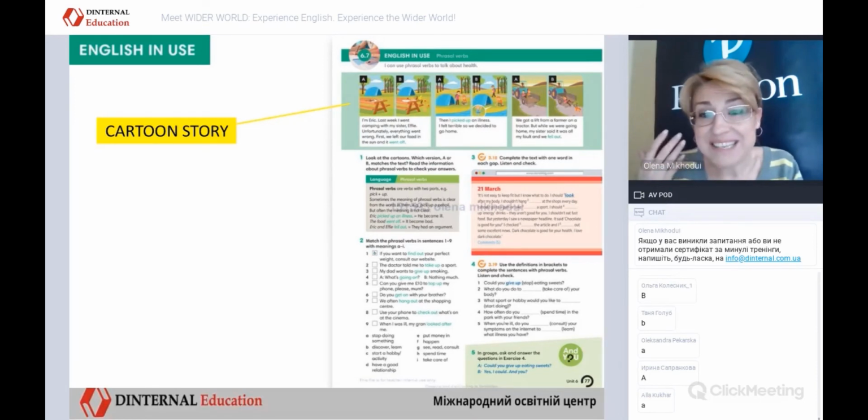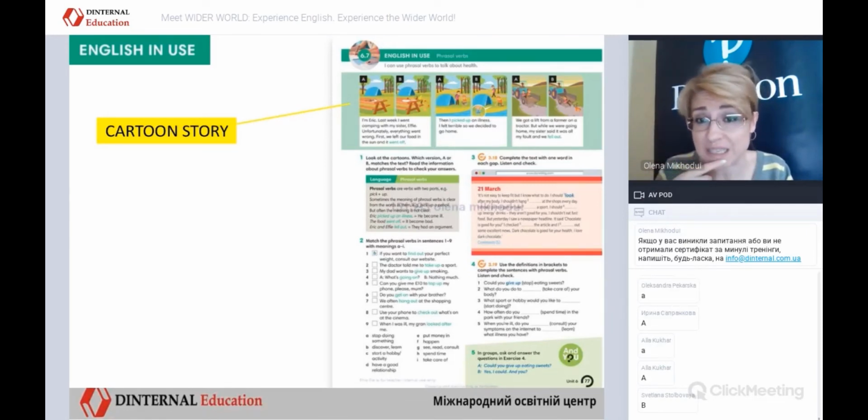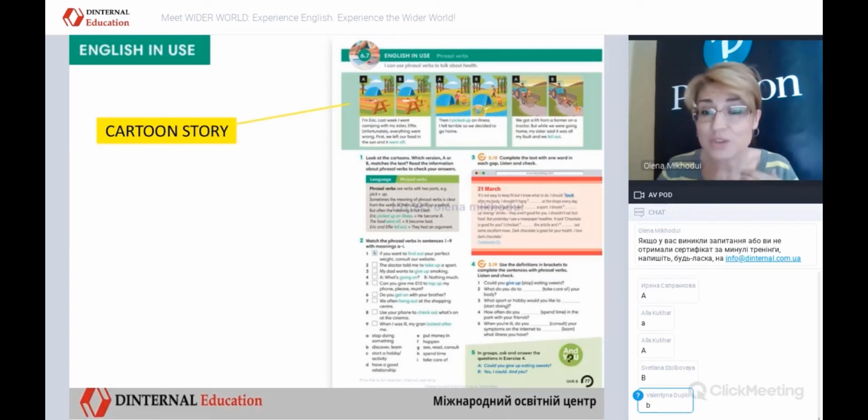Well, this is a very interesting and fun introduction which sets this cartoon story sets the context for the English in use lesson in Wider World. Each level contains separate lessons marked English in use, which prepare students for one of the 4 parts of the exam called use of English. Each lesson of such type starts with a wonderful, funny context, usually a cartoon story, and students love that.